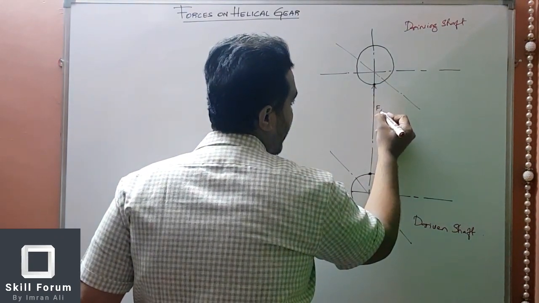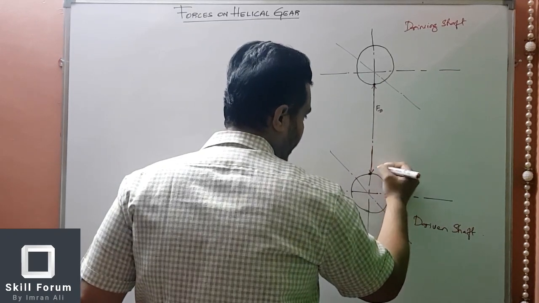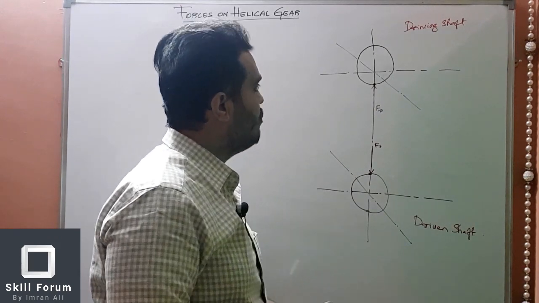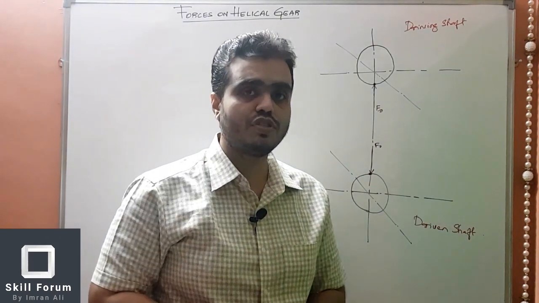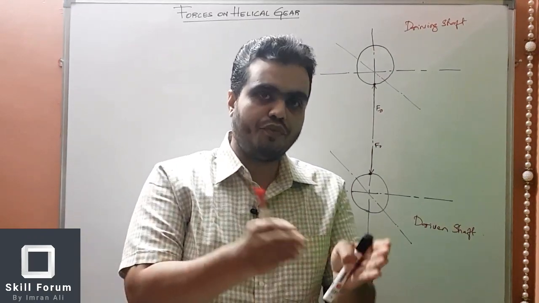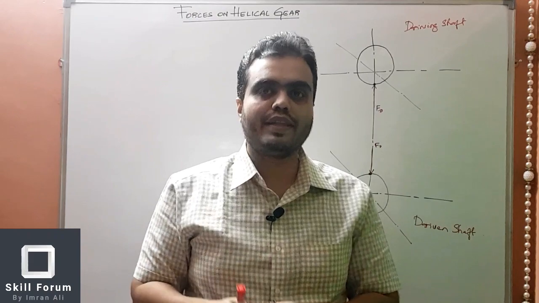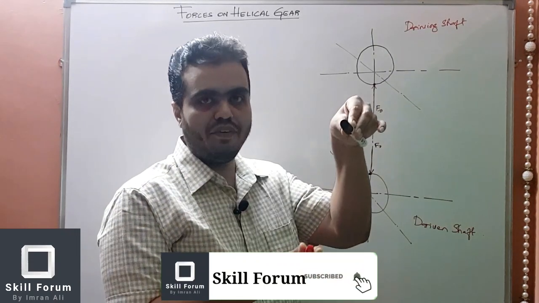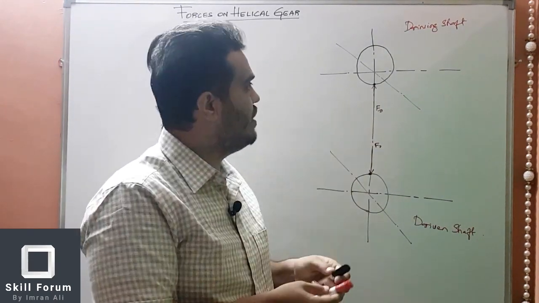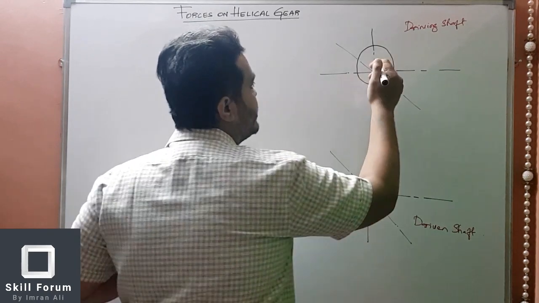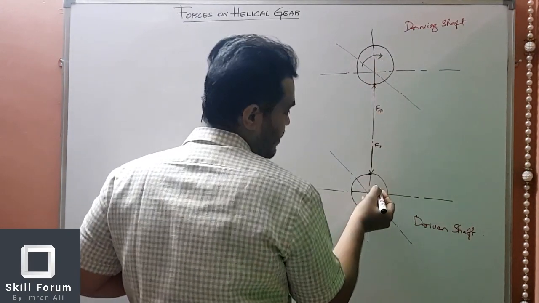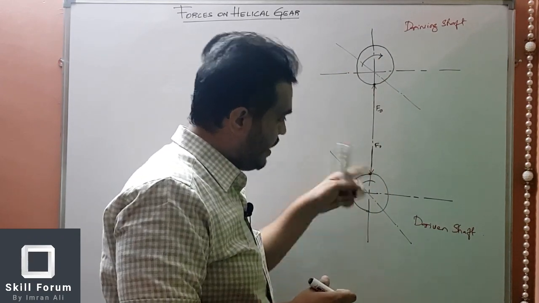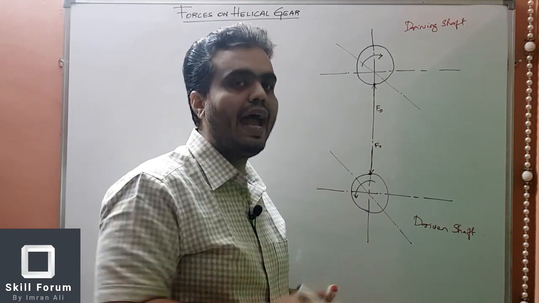This is F_R, the radial force on driving shaft as well as driven shaft, right? Next, to define the tangential force, the tangential force is very important in a gear, right? Because that force will produce torque to rotate the shaft, to rotate the gear. So here you just understand this. Consider this is a driving shaft and this is a driven shaft. I am going to consider the driving shaft rotates in clockwise direction, and obviously the driven shaft will rotate in anti-clockwise direction.